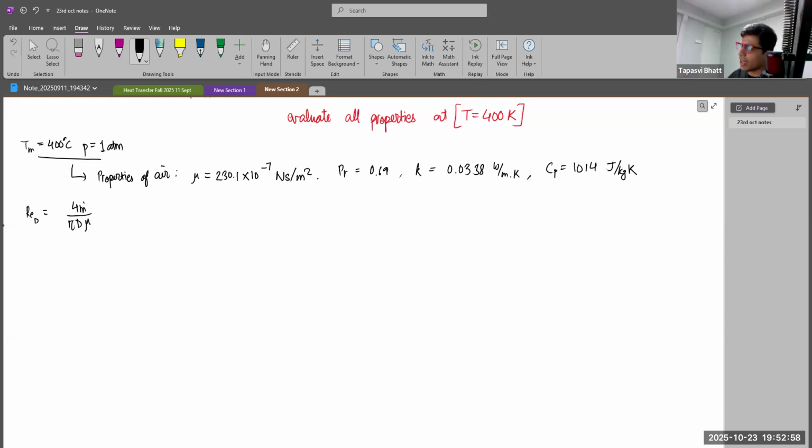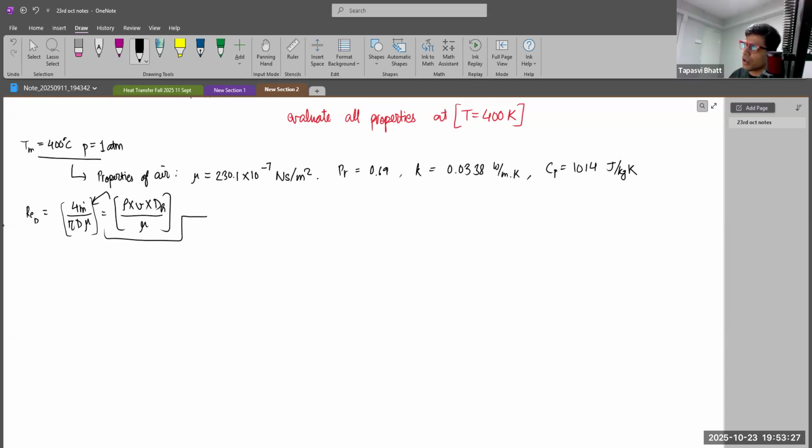Re is rho V d over mu, rho times V times d_H over mu. How does this bring us to the other expression? You will have to think. It is simple: density times area times length is volume, and that's how you bring up m dot, and a few things cancel out. You'll reach this expression.